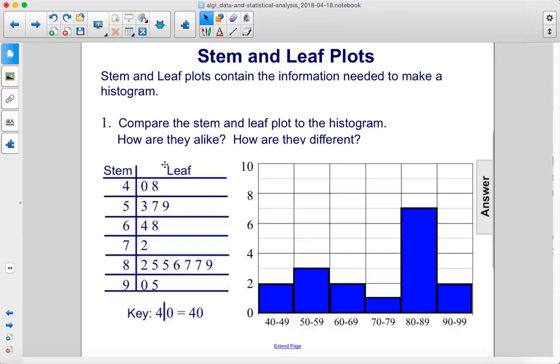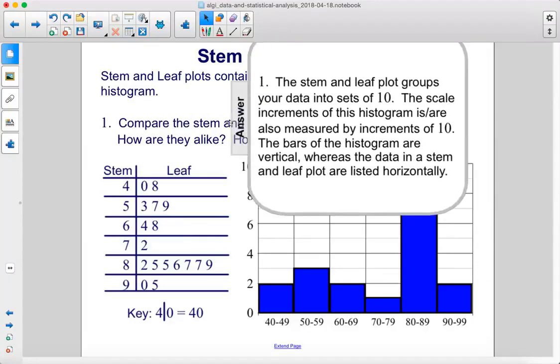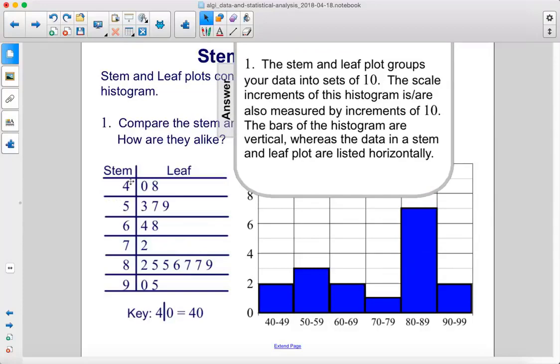Stem and leaf plots contain the information needed to make a histogram. Compare the stem and leaf plot to the histogram. How are they alike? How are they different? Well, the stem and leaf plot groups your data into sets of 10. The scale increments of this histogram is also measured by increments of 10. The bars of the histogram are vertical, whereas the data in a stem and leaf plot are listed horizontally.